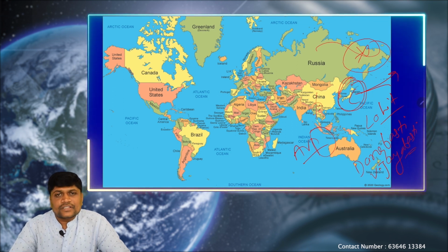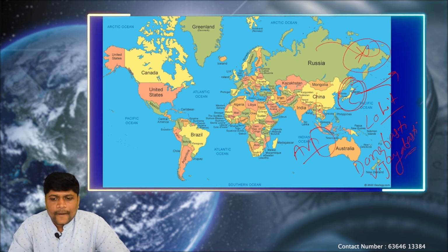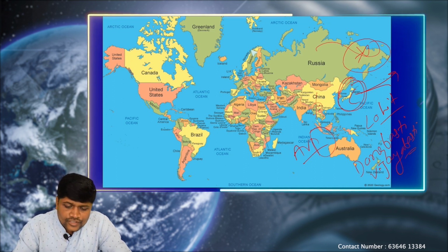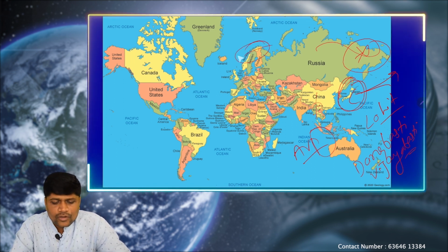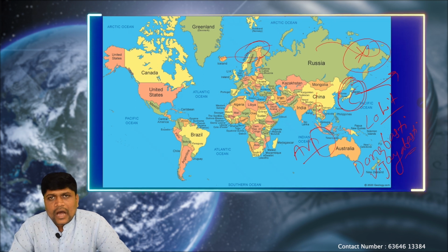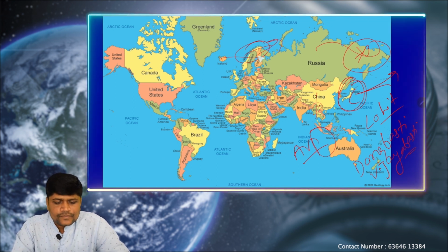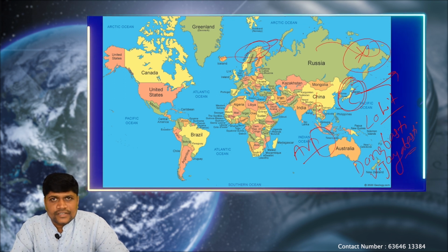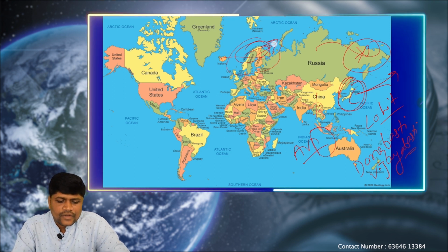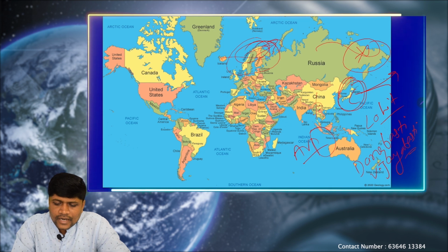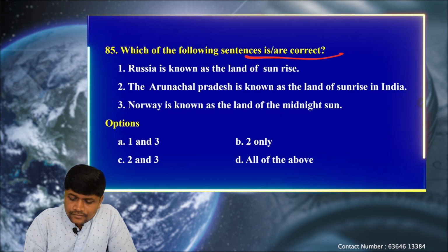These two villages will receive the sunlight first in India. Okay. Next, Norway is called the land of the midnight sun because it lies near the Arctic Circle region. So on June 21st, the sun will never set in this region. That's why Norway is called the land of the midnight sun. So let's see the explanation.